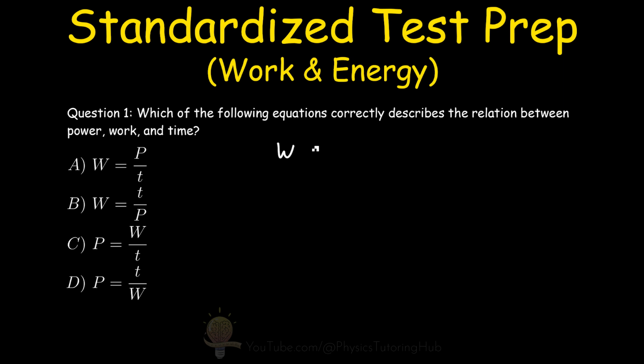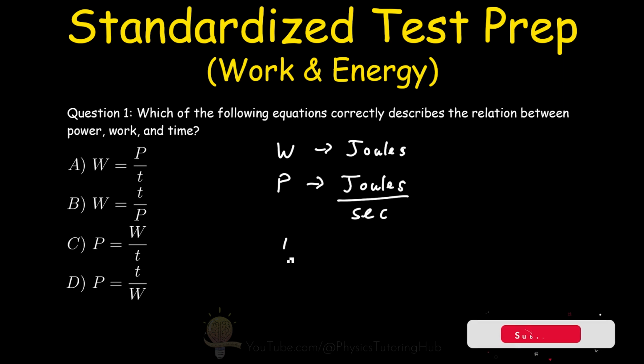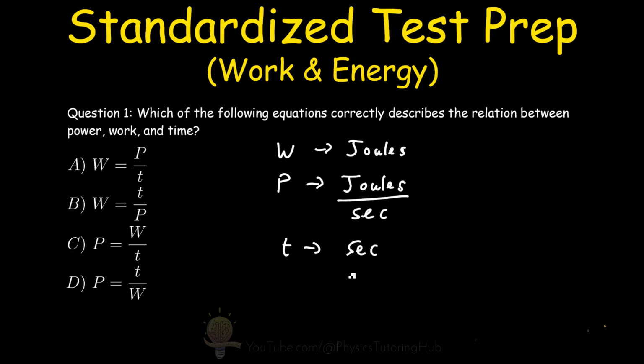So work is measured in joules, has units of joules. Power has units of joules per second. And time has units of seconds. And these are SI units. And these SI units must balance on each side of the equation here.